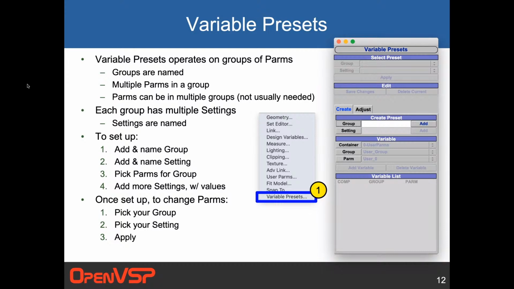So that's how the workflow works. To get to it, you go under the model tab. You pull down variable presets. Right now it is the last one on the list. So you choose the variable presets menu. It pops up like this.